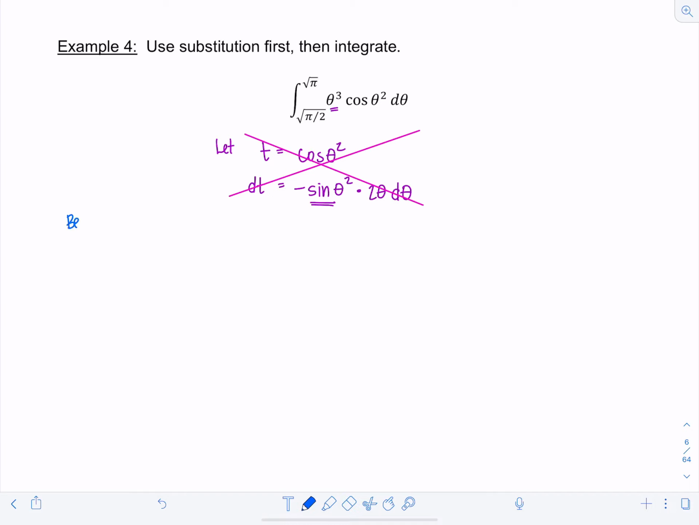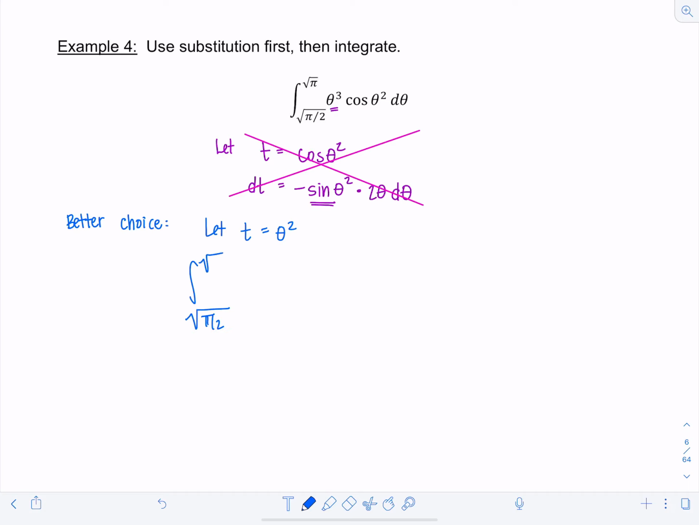Here's our better choice. Are you ready for it? We're going to let t equal theta squared. Why is that so good? Well, look at my integral. I'm going to rewrite it for you right now. Perhaps it will be enlightening.